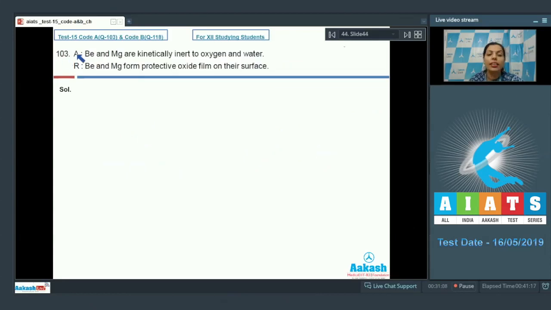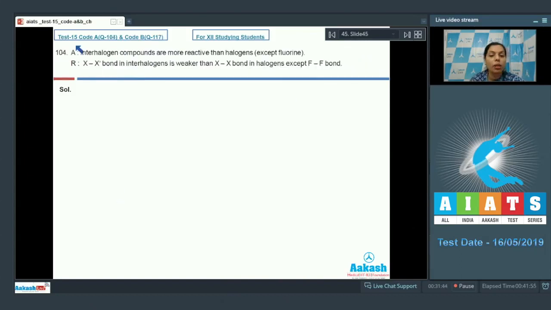After this, 103. Assertion is beryllium and magnesium are kinetically inert to oxygen and water. We know that both beryllium and magnesium are showing diagonal relationship, and yes, it is a correct statement that both of these are kinetically inert to oxygen and water. Now, reason is beryllium and magnesium form protective oxide film on their surface. It is also true. Both of these statements are true, and reason is correctly explaining assertion also. So which option I should choose? Again, first option.